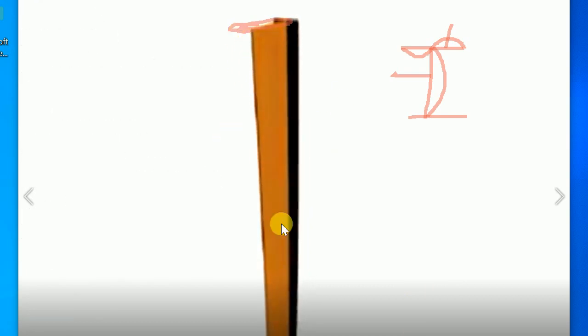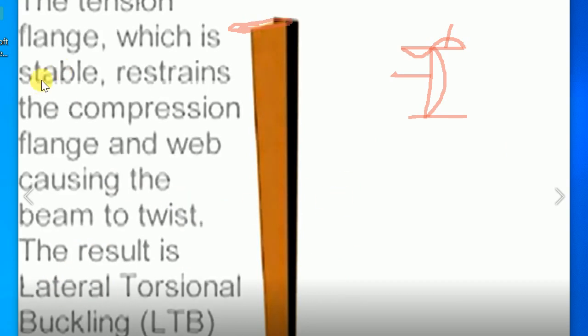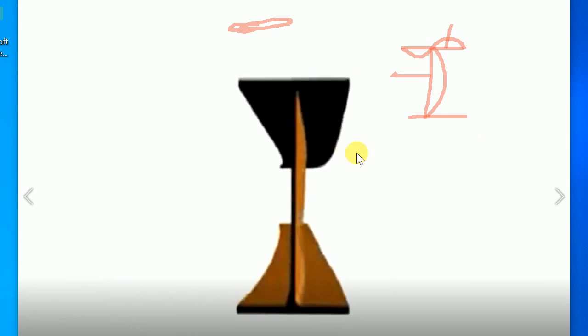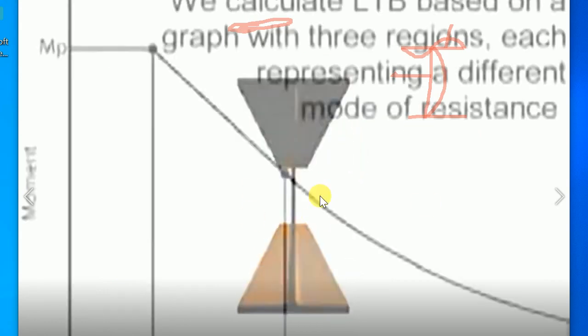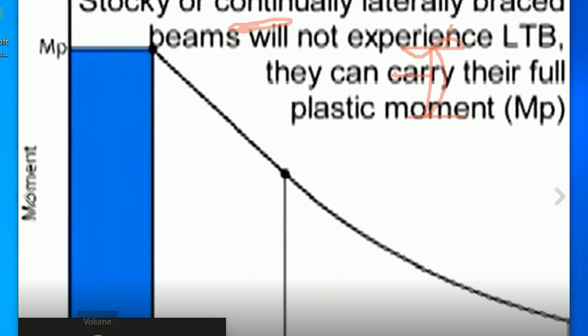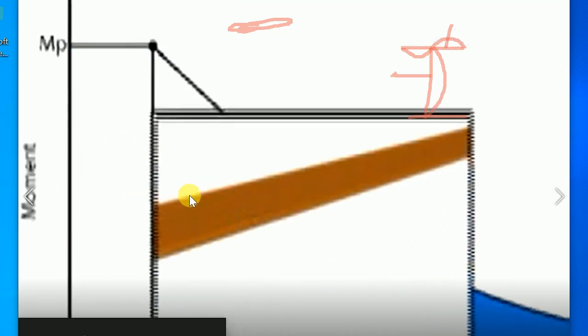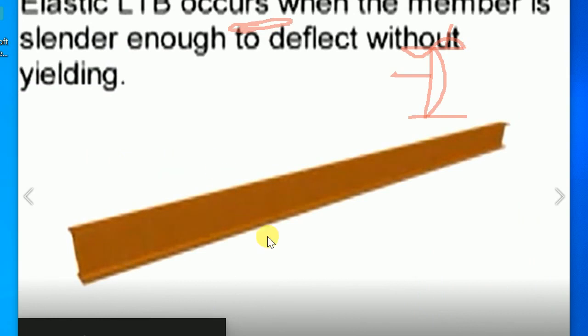This is a kind of lateral torsional buckling, but this is a column when it's converted into a beam, okay? The tension flange. This is an I beam, okay? And you see here, this is the graph, okay? I will explain this graph. Clear? This is an elastic zone and this is a plastic zone. Clear? We have to design basically in these two zones, okay?